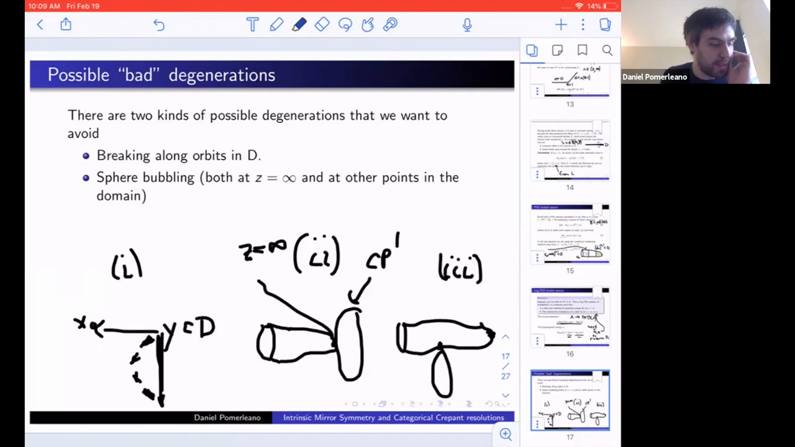And then the second, more difficult problem is sphere bubbling. That can happen in principle both at z equals infinity, at the distinguished marked point, and at other points in your domain. Actually, it turns out that if you deal with this correctly, that will automatically exclude bubbling at other points in your domain. But a priori, either of these things can happen.